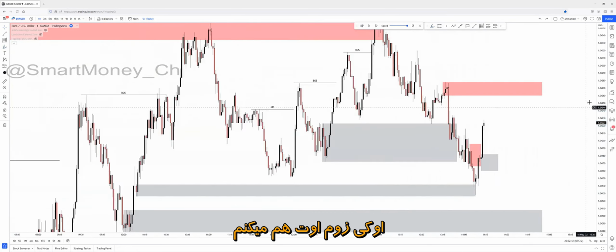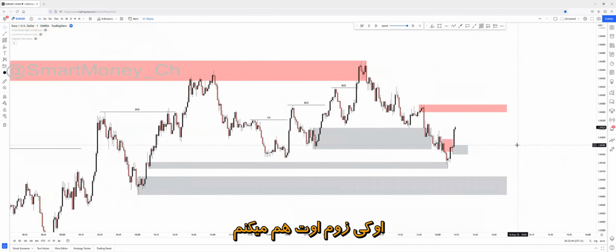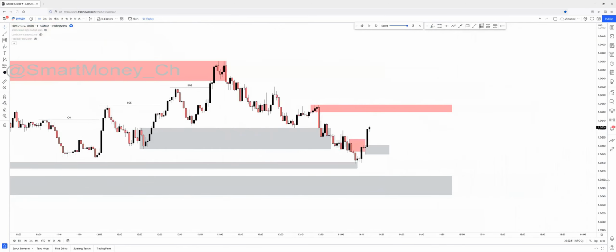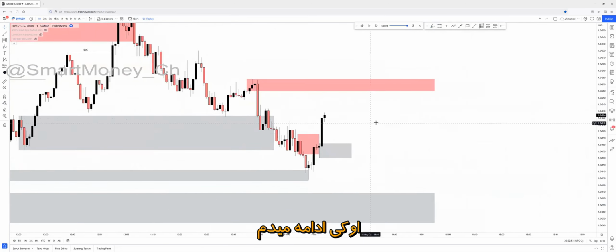Zoom out a little. Okay, I will zoom out. Why do I need to zoom out? Okay, I will just continue.